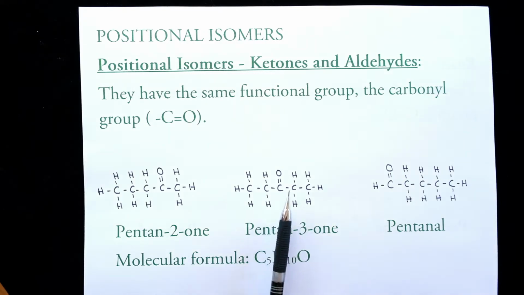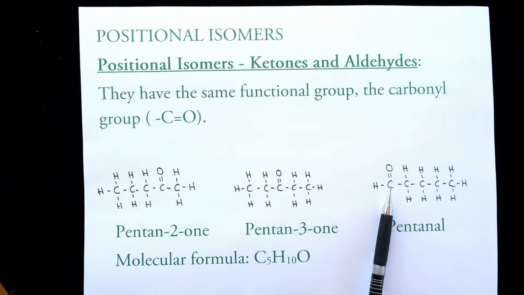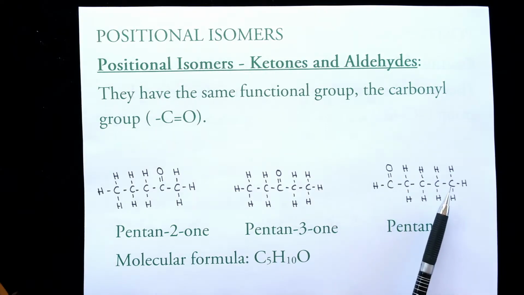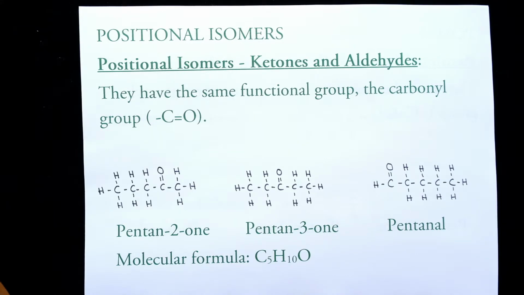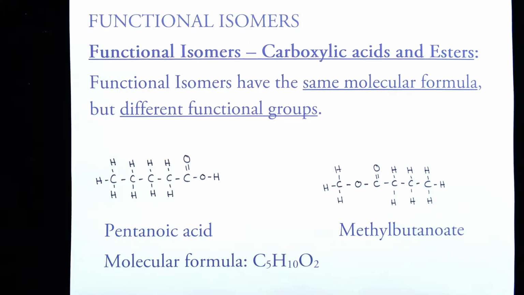The second ketone, the double bond O, the carbonyl group, is on the middle carbon. It is a symmetrical molecule, so it doesn't matter which side you start numbering. It will be on number 3, so it's pentan-3-one. These 2 molecules are ketones because your carbonyl is not on the end carbon. As I said before, this is pentanal because the double bond O, the carbonyl, is on the end carbon. So if it's on this carbon or that carbon, it would be pentanal. All 3 of these molecules have the same molecular formula, C5H10O. Pause the video to check.